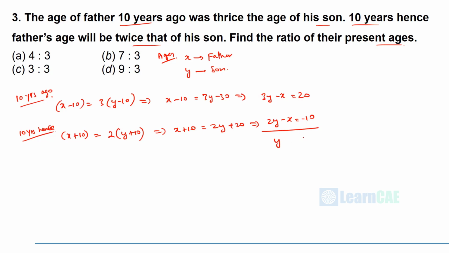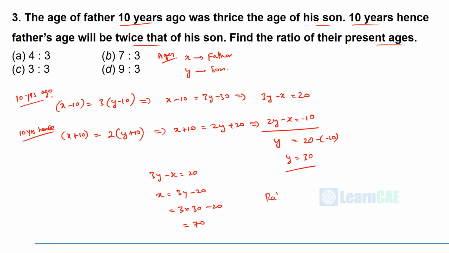This will get cancelled, that is X will get cancelled, which is equal to 20 minus of minus 10. Therefore, Y is equal to 30. If Y is equal to 30, let us calculate X. 3Y minus X is equal to 20, so X is equal to 3Y minus 20. Substituting Y is equal to 30, it will be 3 into 30 minus 20. 90 minus 20 is 70.